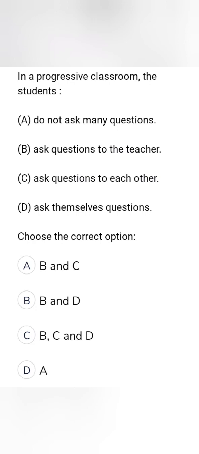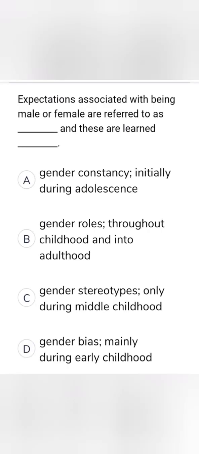Ask themselves questions. Choose the correct option. Option number A, B and C. Option number B, B and D. Option number C, B, C and D. Option number D, only A. Option number C is right. B, C and D.